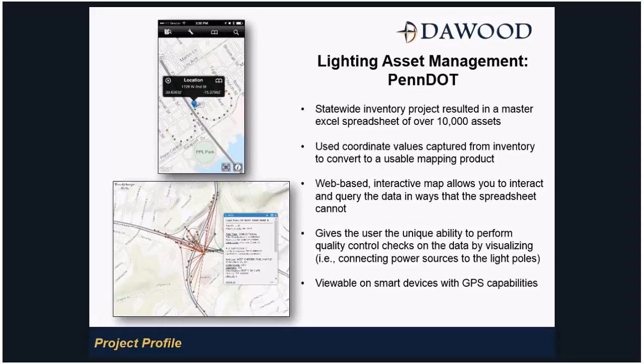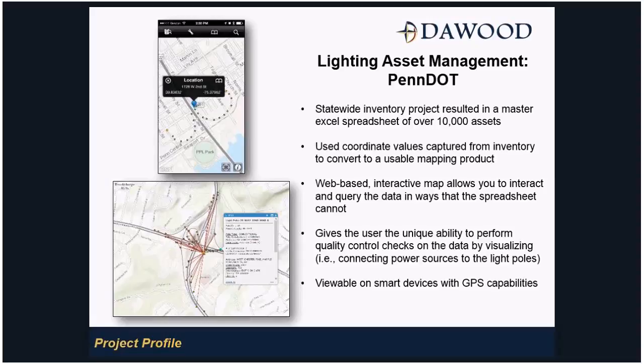Since then, we've created a web-based interactive map that allows them to interact with their data. And it allows them to do things that the spreadsheet didn't allow them to do. And the visual component is really important here. So this bottom screenshot is showing each of their light poles in this intersection, and then these lines are all pointing to their power source.